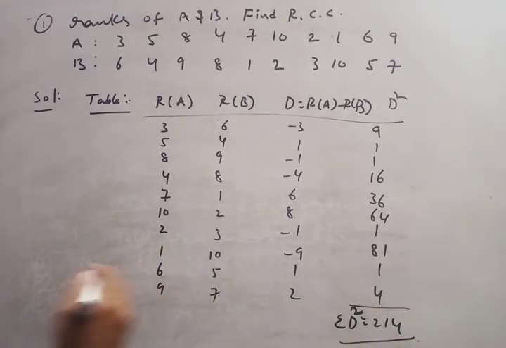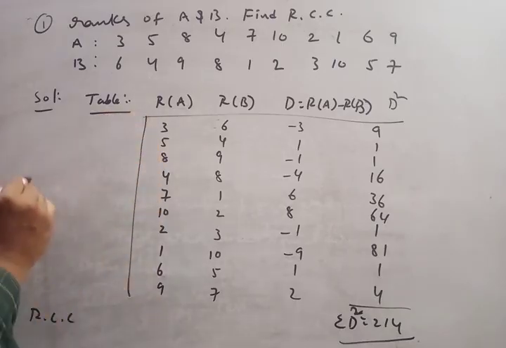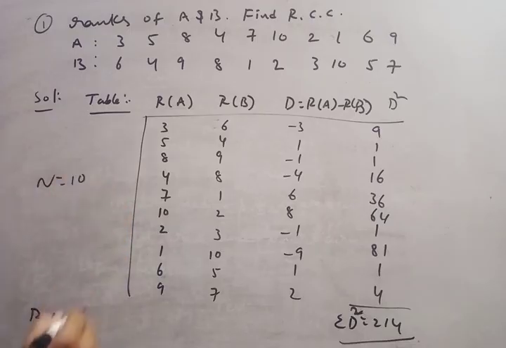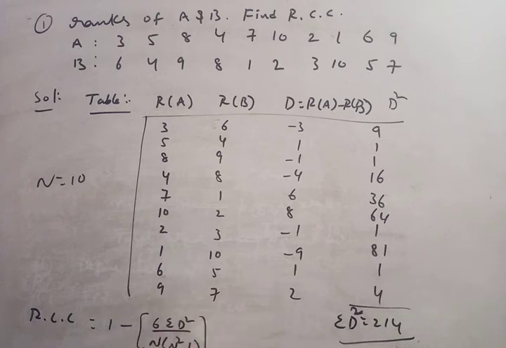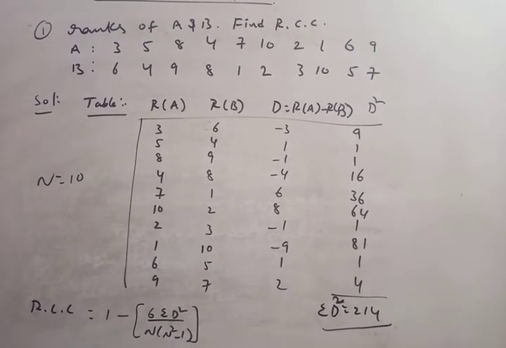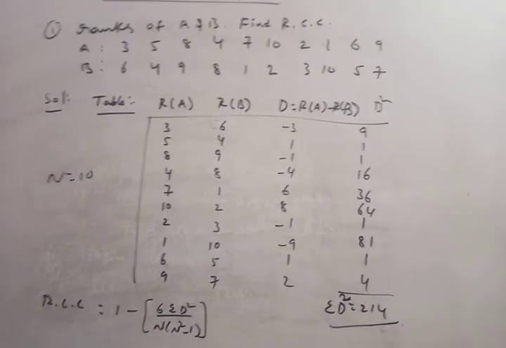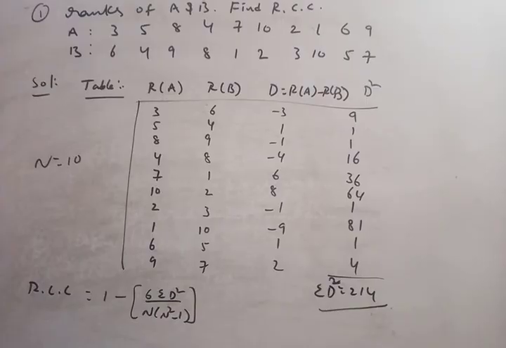Check it. Now the rank correlation: what is the n value here? n is equal to 10 ranks. So the rank correlation coefficient is equal to 1 minus 6 sigma D square divided by n into n square minus 1. This is the formula. Here there are no repetitions, so we have to use this formula. Then substitute the values.